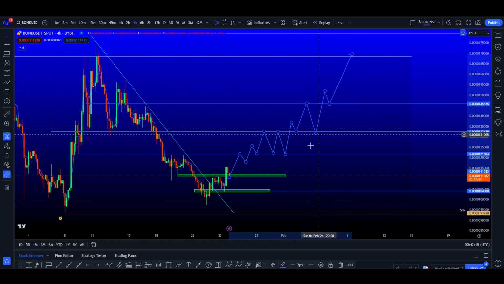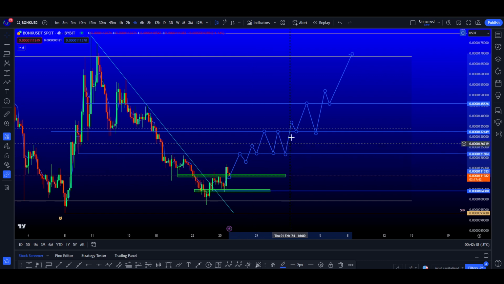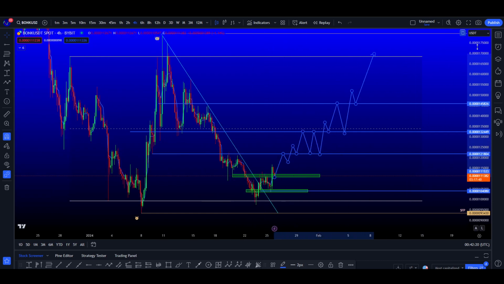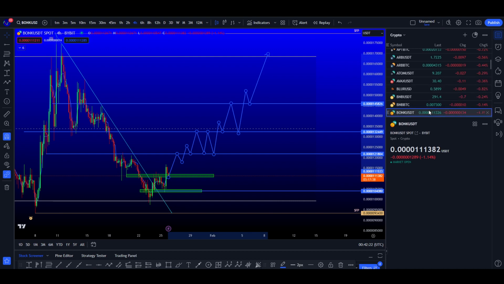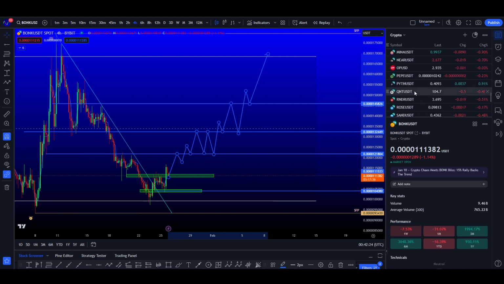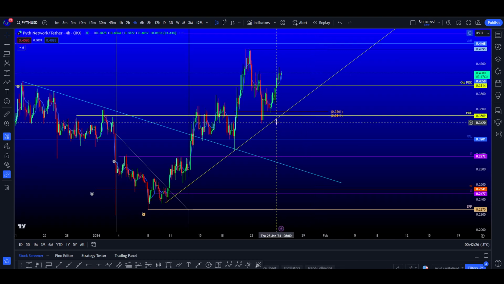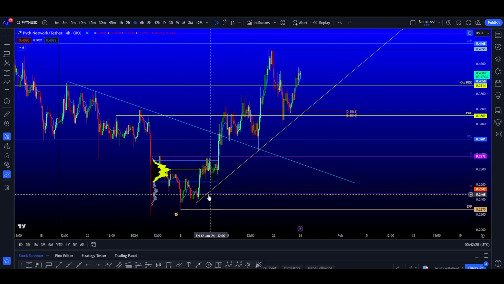It's just stair steps all the way up. Now this is obviously sometimes a little bit textbook, but in a way it really isn't that textbook, because that's what price does. And I can show you a perfect example right now by looking at Pyth Network. Look what happened. Resistance right here on Pyth.